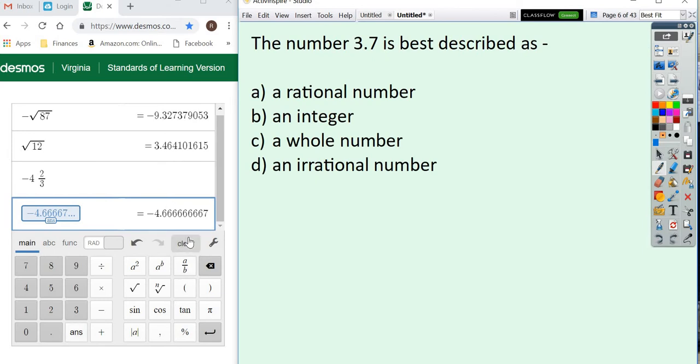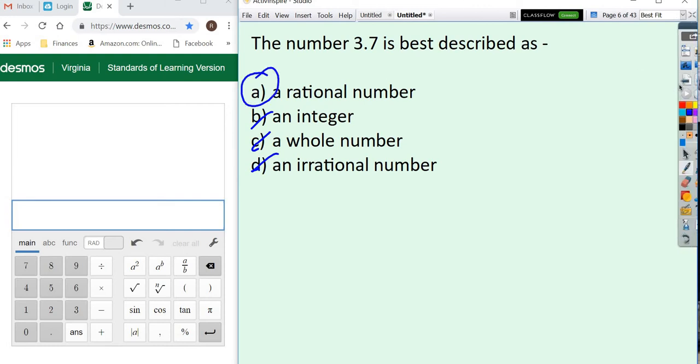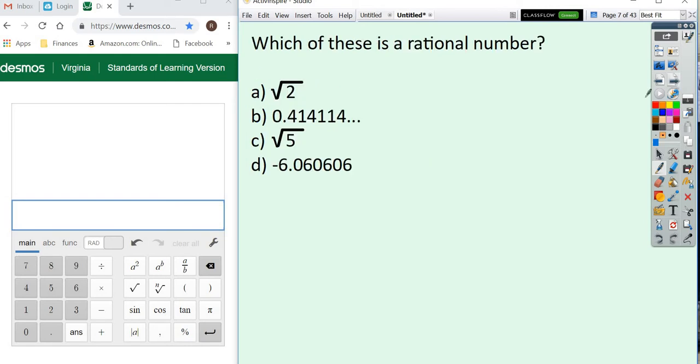So the next problem we have here is the number 3.7 is best described as what? A rational number? Definitely not an integer, because an integer is number lines. A whole number, 0, 1, 2, 3, so that can't be it because there are no decimals in a whole number. So we've already gotten rid of those two. And it is definitely not irrational because it stops. So the answer is a rational number. So we'll go on to the next one.